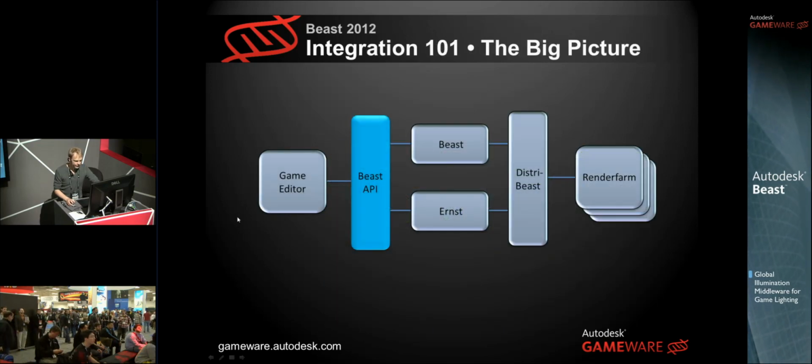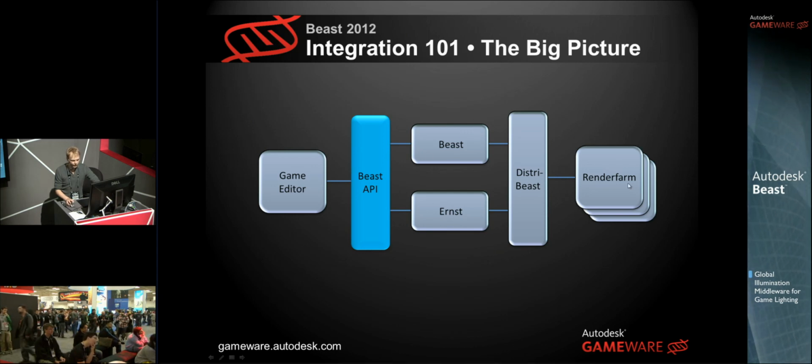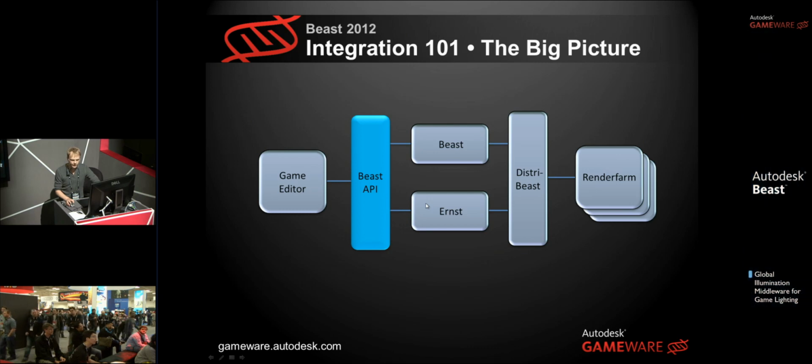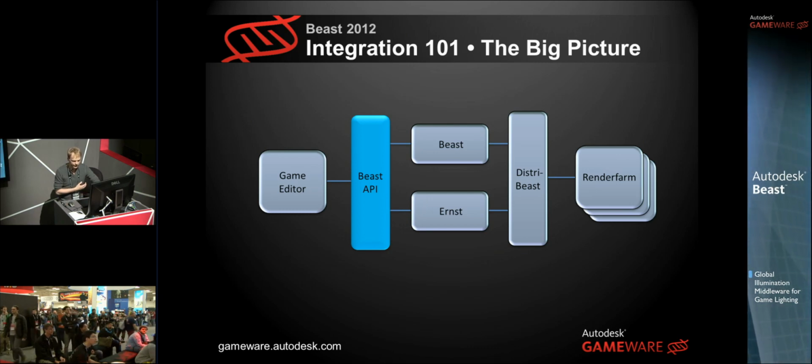So the typical integration you build if you want to use Beast is basically you have your game editor or authoring tool. It can be Maya, it can be your level editor, whatever you want. You have the Beast API, which you integrate with. And then all the difficult things, such as distribution, render farms, and everything, is actually happening behind this API. So you don't really have to care about it. You just install the render node on your workstations and on your farm computers, and all those things will happen automatically.